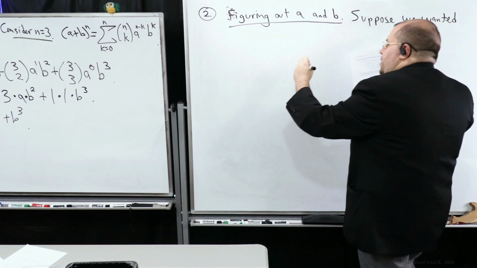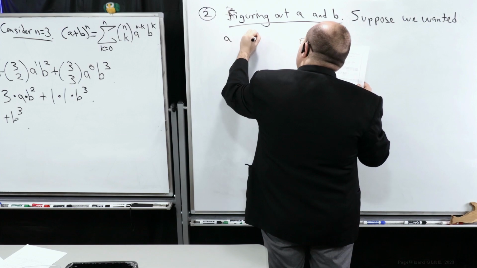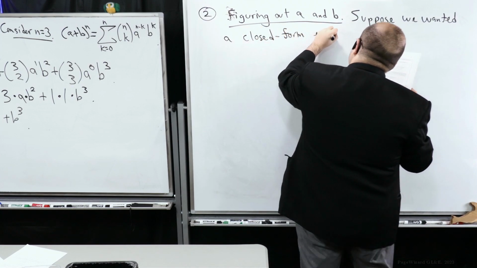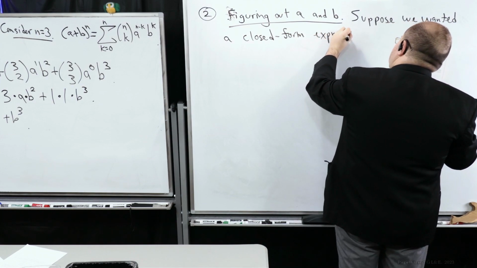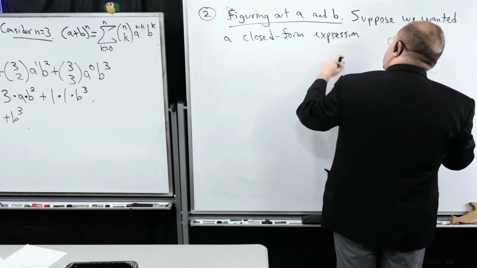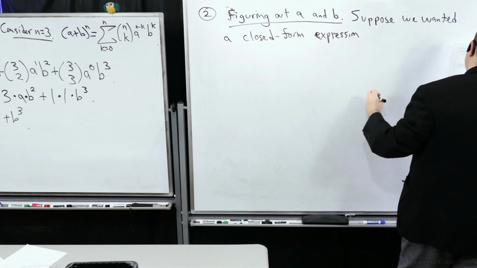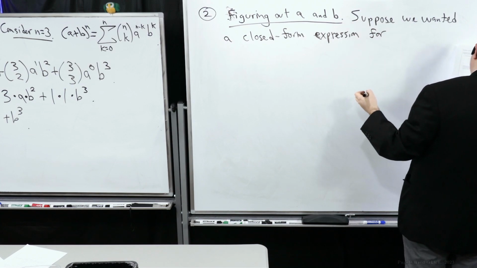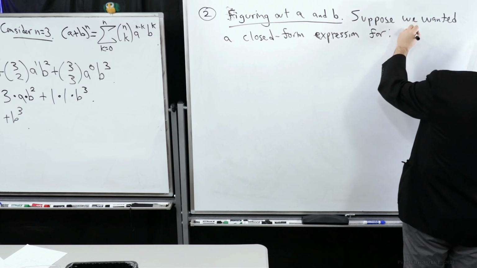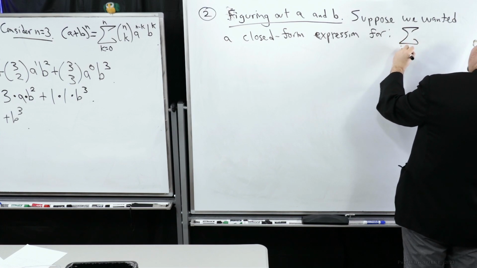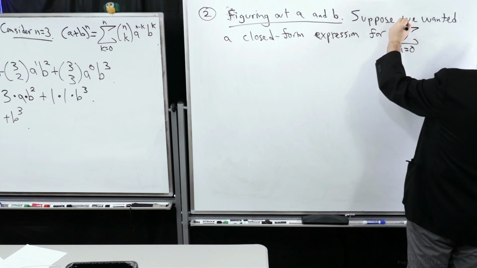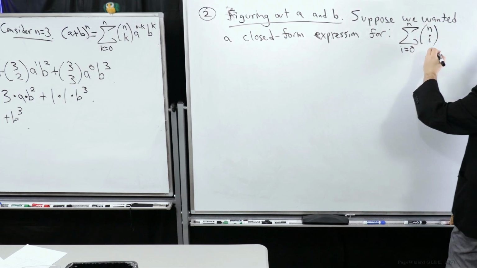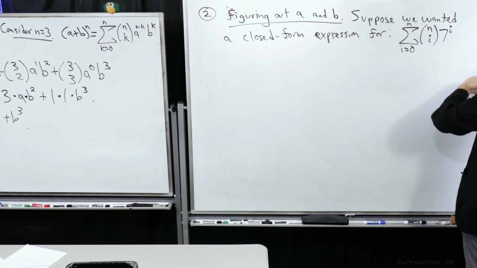expression or formula, a closed form expression for the following. Suppose I want this: the sum from i equals 0 to n of n choose i times 7 to the power of i.